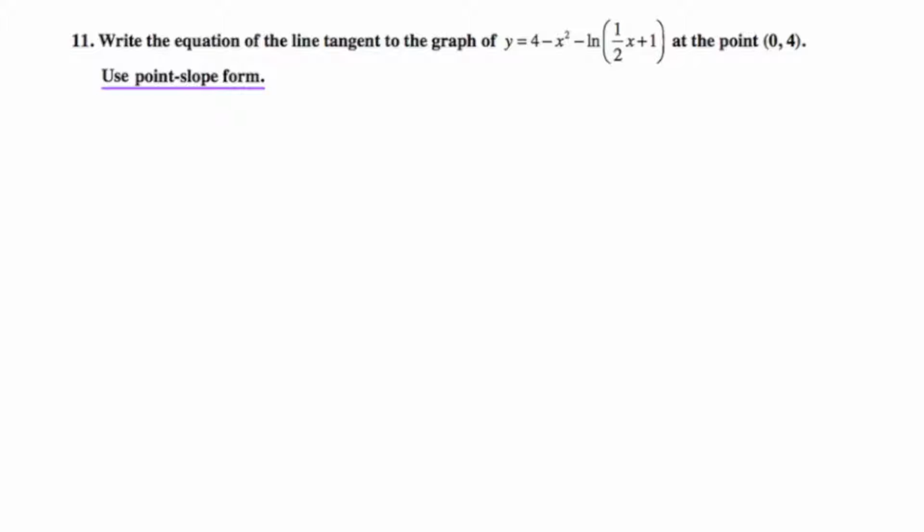This question asks us to write the equation of the line tangent to the graph of this logarithmic expression at the point 0, 4, using point slope form. So remember, when you have a question about a tangent line, there are two key ingredients that you need to have. You need to know a point and you need to know the slope at that point.